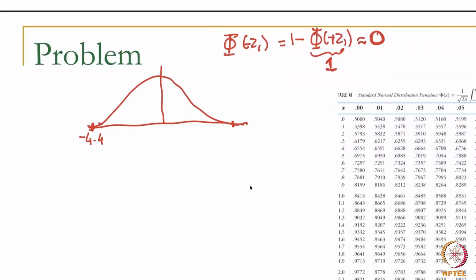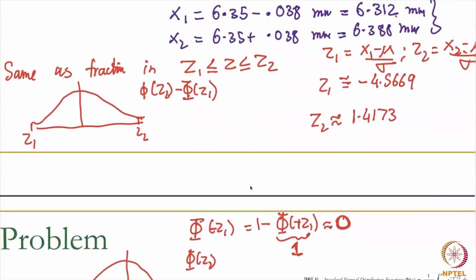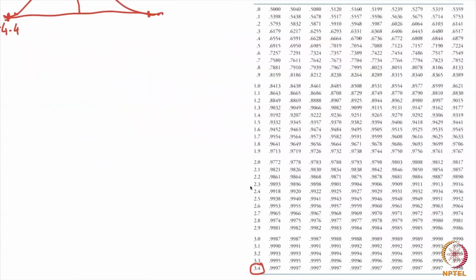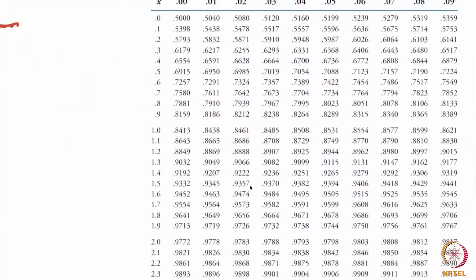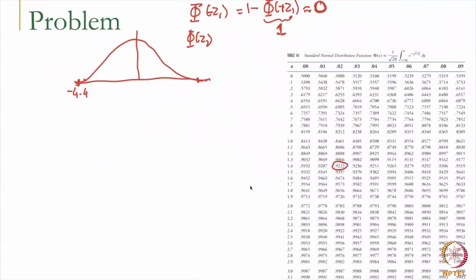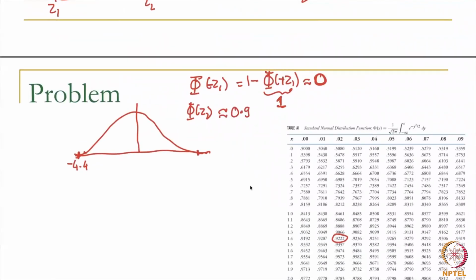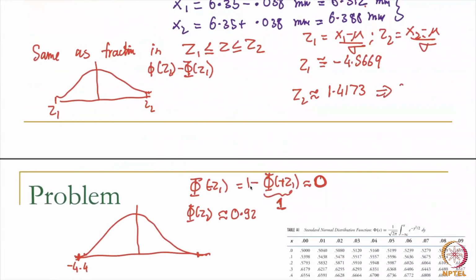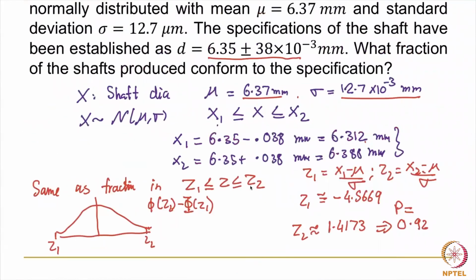Whereas phi of Z2, Z2 was 1.4173. So we can look that up here. 1.41, or I can look at 1.42 approximately, is 0.92. So we can say that about 92% of these are going to be within the shaft specification. Now, this is very useful because you can now control the quality of manufacturing, and you can make predictions about what will happen when you do manufacturing with some amount of tolerances.